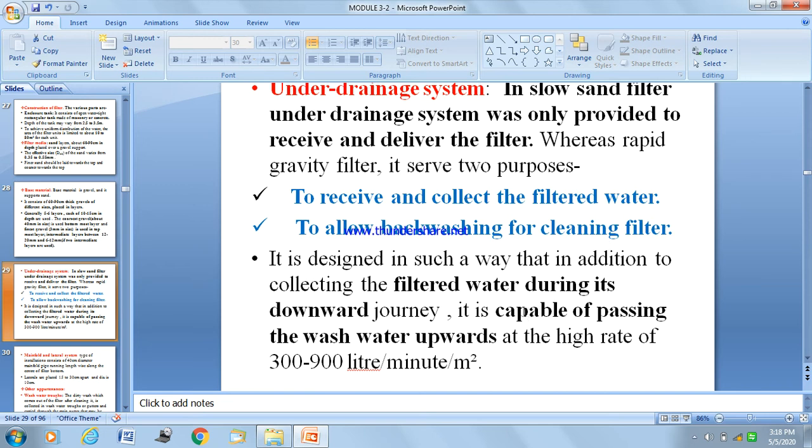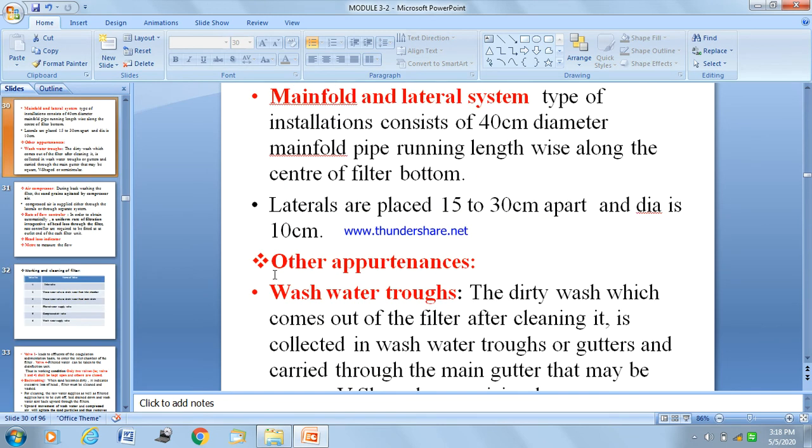And one more thing is that the filtered water, during this downward flow, is capable of passing the wash water upward also for backwashing at a high rate of 300 to 900 liters per minute per meter square.